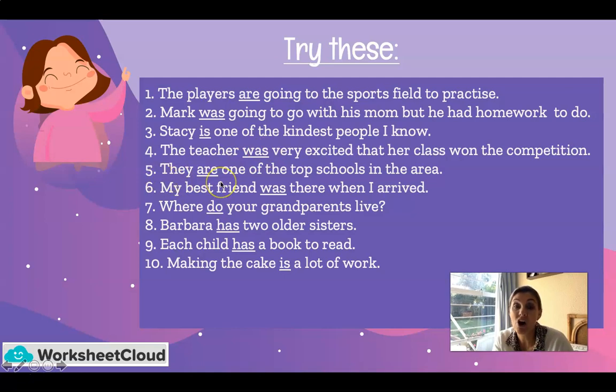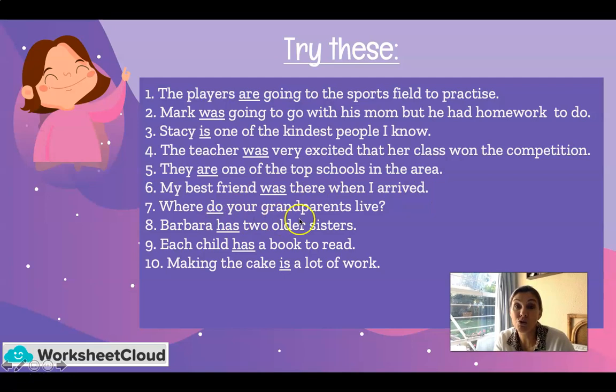Number 5, they are one of the top schools. So not they is one of the top, because they shows you it's plural, so it doesn't need the S. My best friend, singular, you don't need is, it's already singular, so you need your S there, so it's not going to be is. My best friend was there when I arrived. You could say my best friend is there when I arrive, but this is past tense.